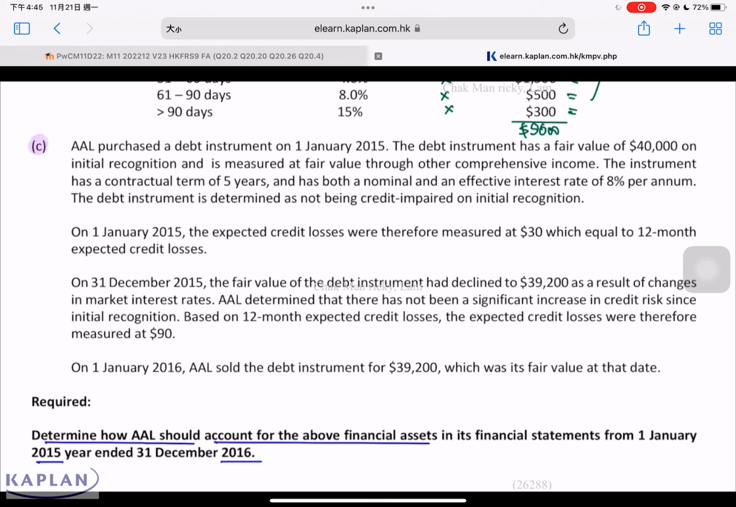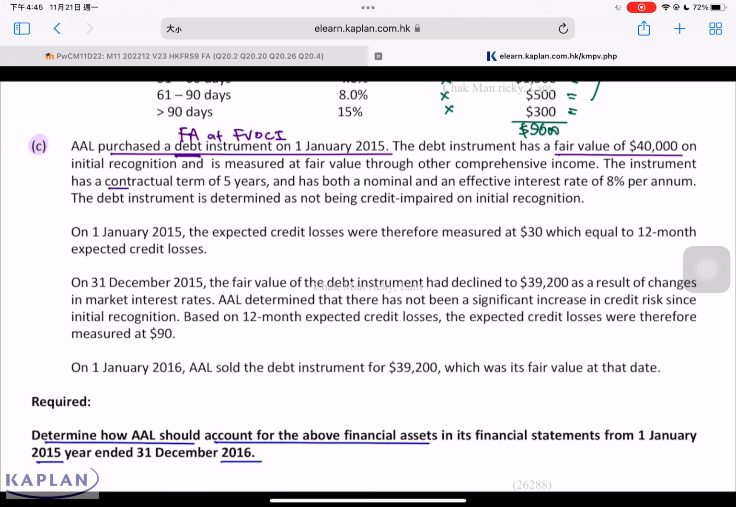Part C, AAL acquired a debt instrument on 1st Jan 2015. The debt instrument has a fair value of 40,000. On initial recognition it is measured at fair value through OCI. This is the financial asset at fair value through OCI. Debt instrument means you pass the business model test and pass the cash flow test. This asset is held within a business model to collect cash and for sales. That's why it must be fair value through OCI.